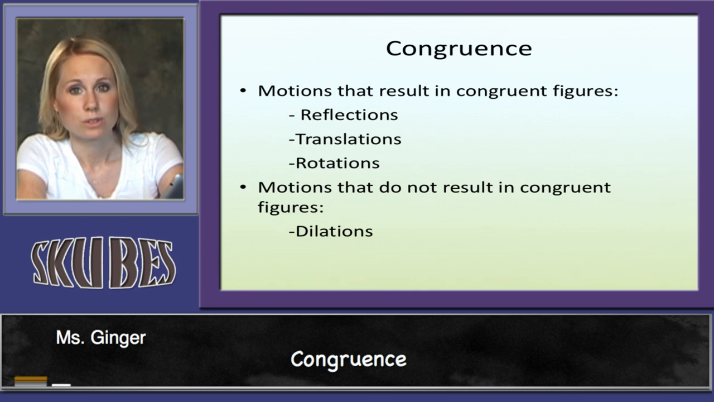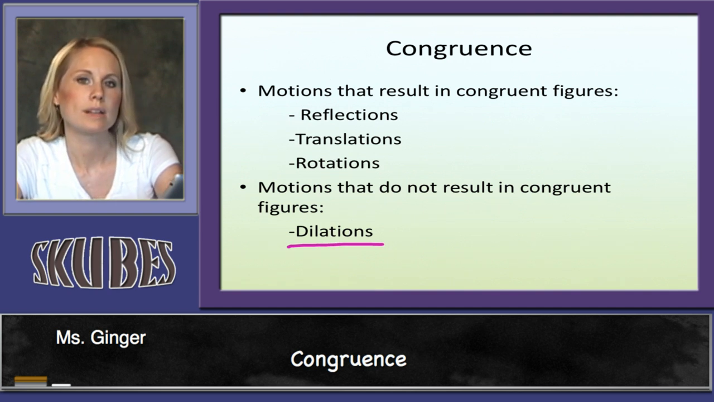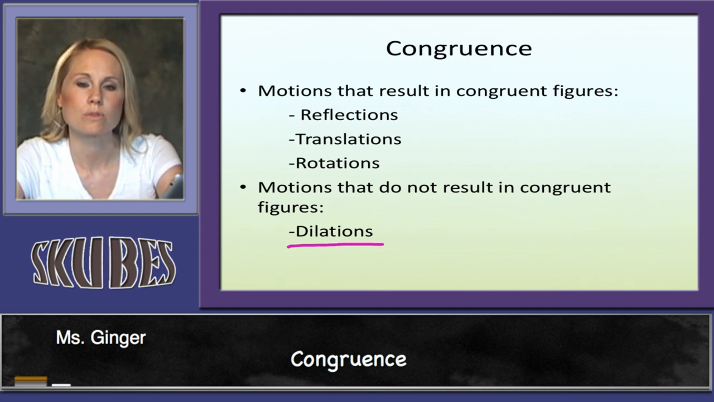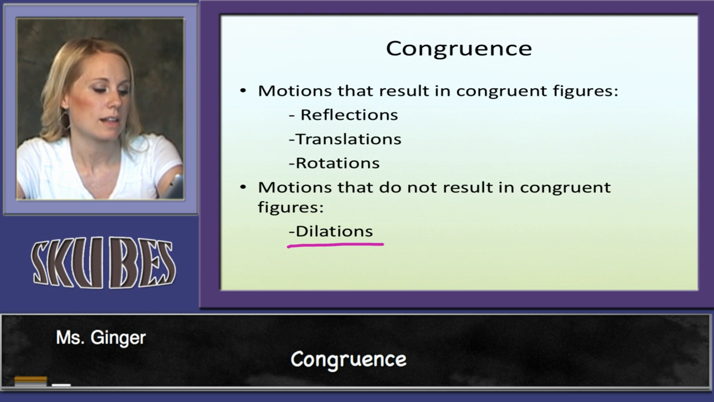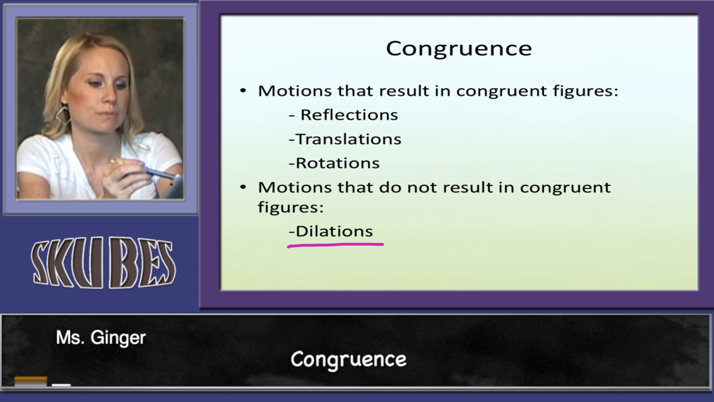Motions that do not result in congruent figures, this is important. Dilations, that is going to be the one that does not result in congruent figures because dilations are going to shrink or stretch your figure. So they may be similar, they may sort of look like the same shape, but they won't be the same size once you're finished performing a dilation on a figure.